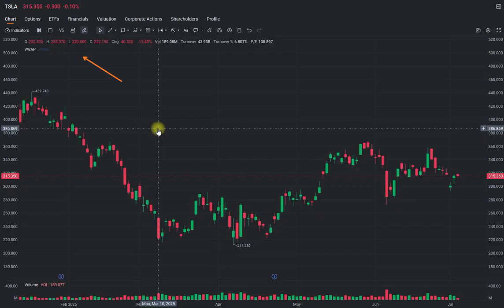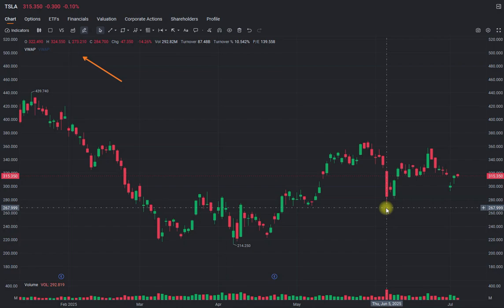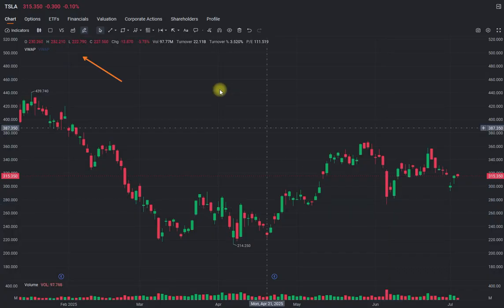And overall, each trading day in Tesla, just to make a point, on that particular trading day when Tesla went down a lot, it traded nearly 300 million shares. 300 million shares, and the turnover in terms of money was 87 billion. You can see those numbers here on the chart.